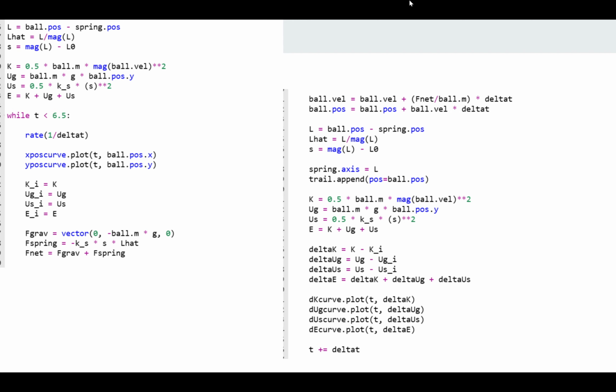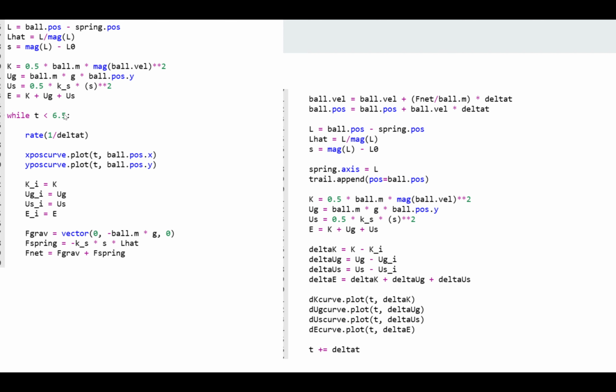Here's my code, right? Everything else is just initializing the model, but this is the important stuff. First we're going to calculate the L initial, which is the position of the ball minus the position of the spring. Then we're going to go to L hat and S. Then we're going to use our formulas for K, UG, US, and E to get some initial conditions down. From there, we're going to go into our loop, which is going to actually be doing the model.